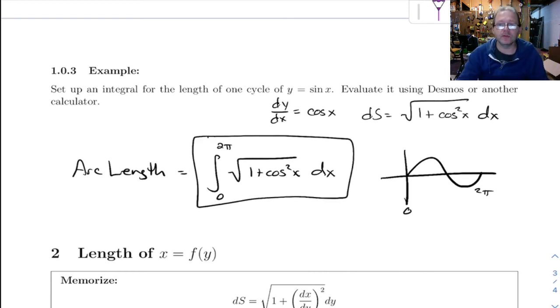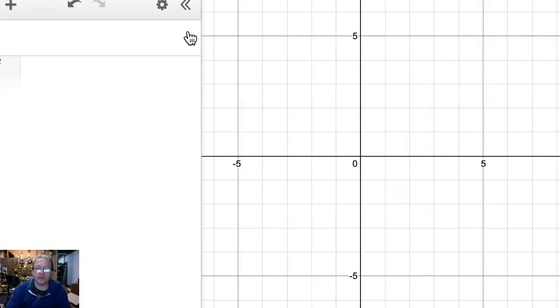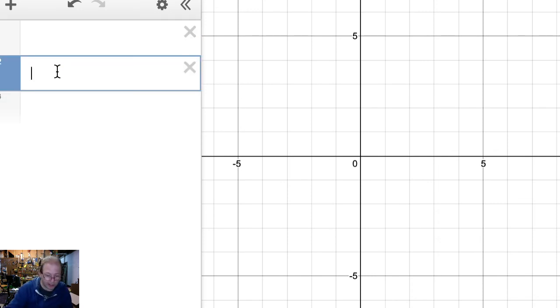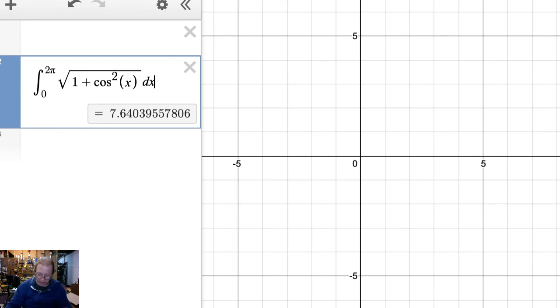Now let's use Desmos to compute it. Switch over to Desmos here. I'm going to type in the integral. Try that again. Type in the integral from 0 to 2 pi of the square root of 1 plus cosine squared. Will Desmos take the square up there? I'm not sure. dx. Yeah, no problem. So it gives us 7.64. And I'll just round to 2 decimal places.